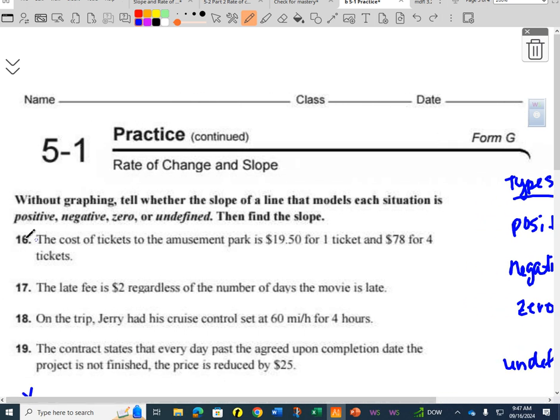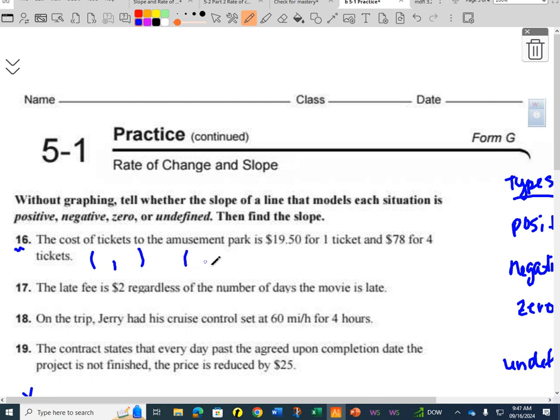All right, so let's look at number 16. The cost of tickets to the amusement park is $19.50 for 1 ticket and $78 for 4 tickets. All right. So we're talking about a number of tickets and the cost for being in the amusement park, right? So we should recognize this number goes with this number. This number goes with this number. Those can be written as an ordered pair.